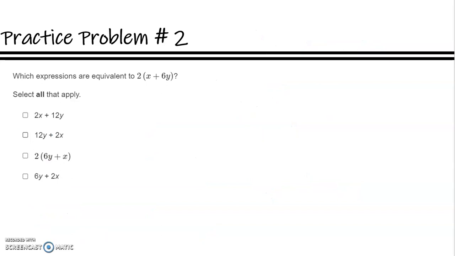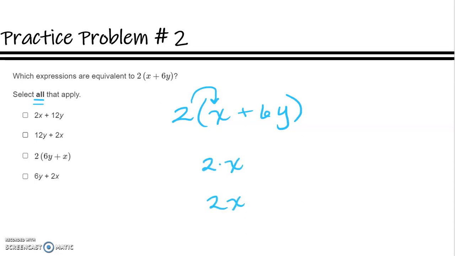See if you can find the answer to practice problem 2. Make sure you select all that apply. So, if I apply the distributive property, 2 times x is just 2x. 2 times 6y is 12y. So you can see this right here, 2x plus 12y.